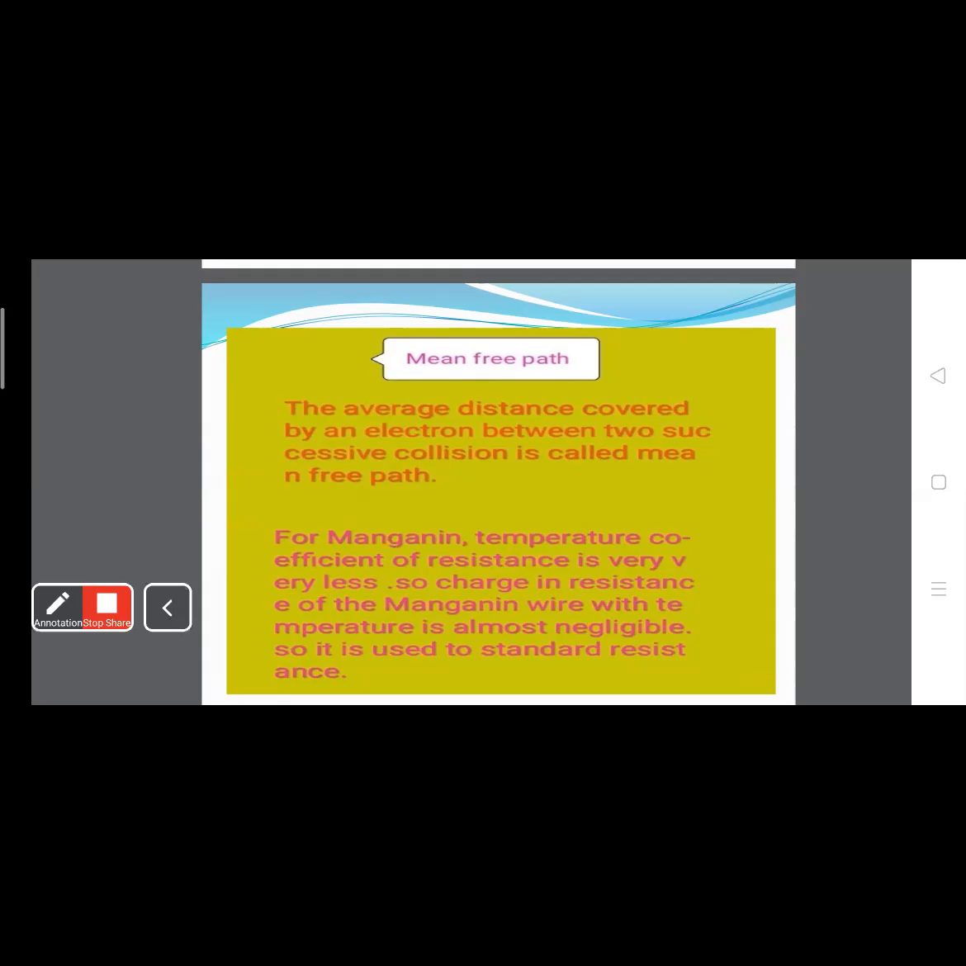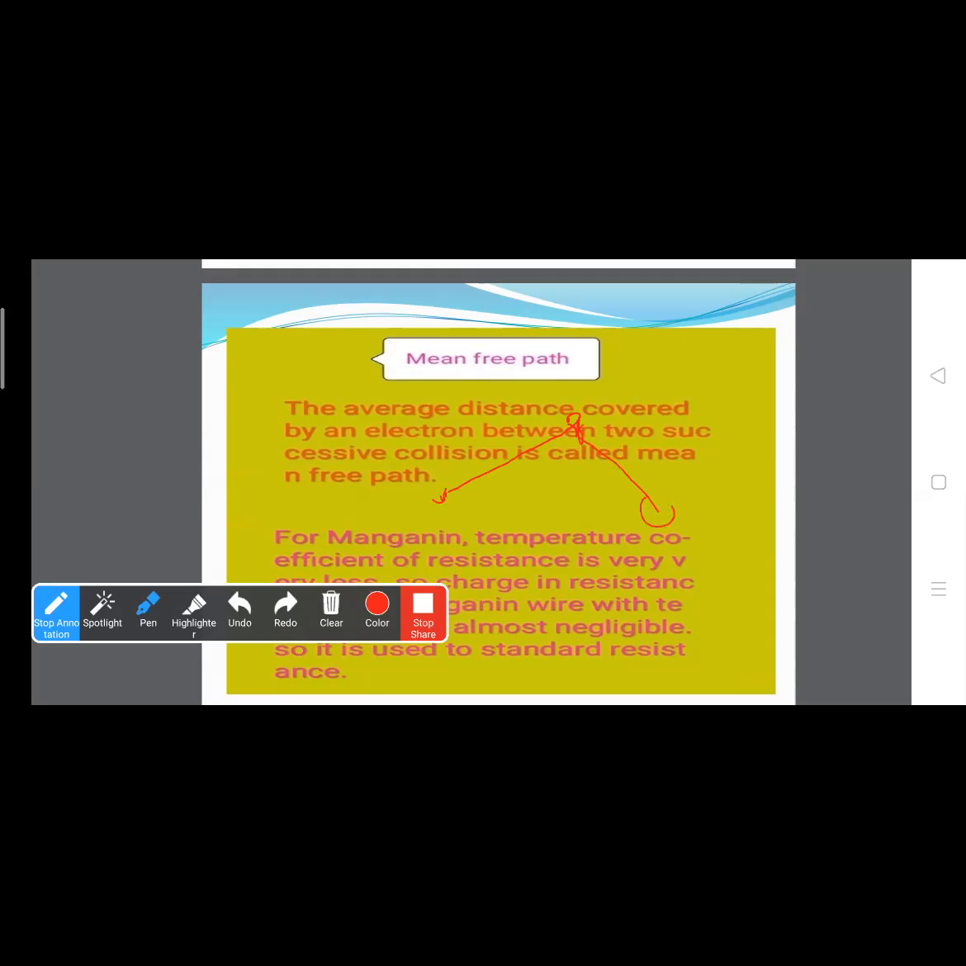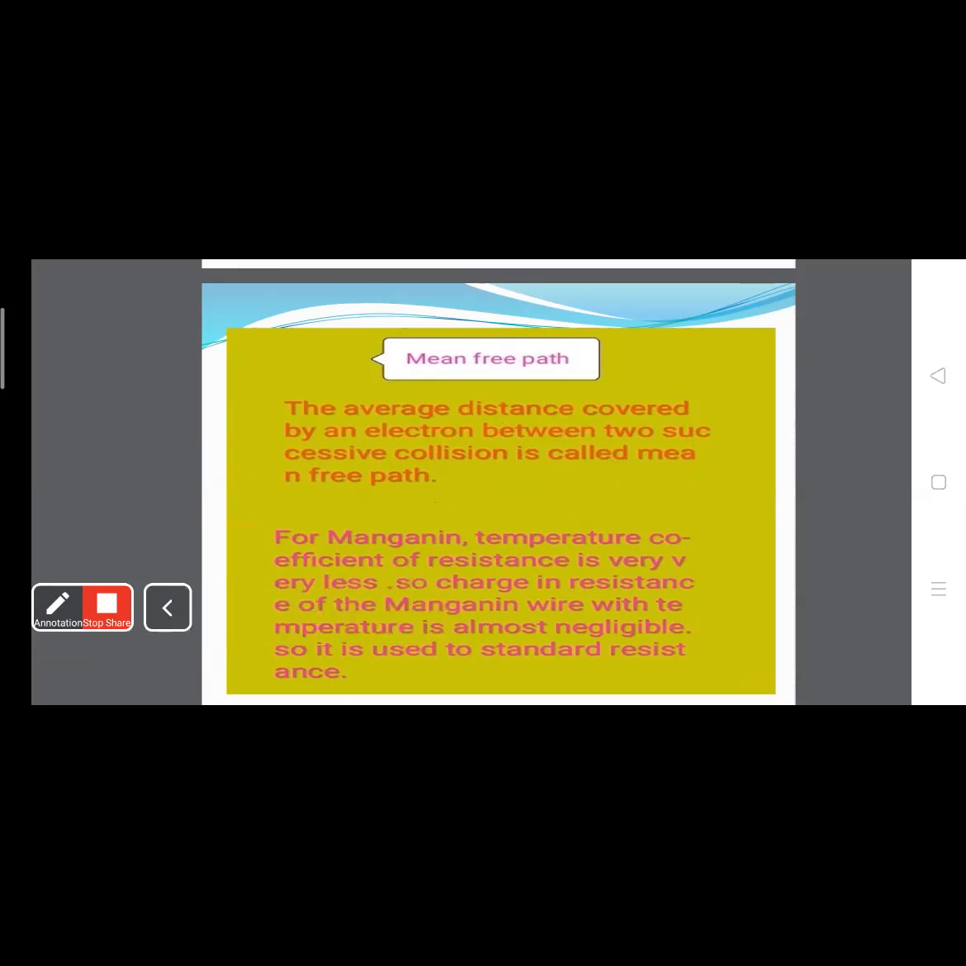When the electrons move and collide, they cover an average distance. Suppose an electron is moving and collides, and then collides again. So the average distance covered by an electron between two successive collisions is called the mean free path. This is the mean free path. Clear? The average distance covered by electrons between two successive collisions is called mean free path.